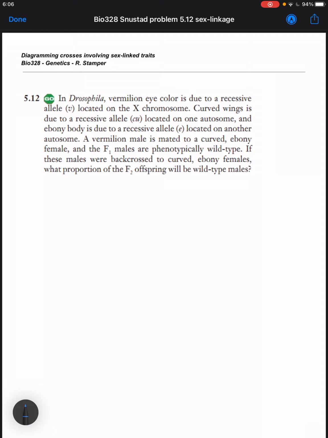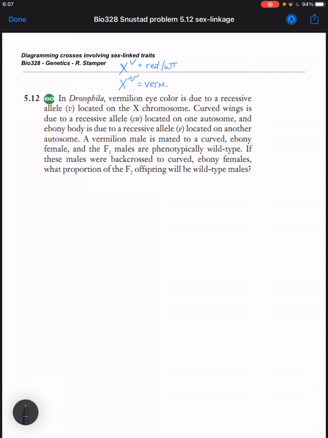This problem happens to use some of my least favorite letters. I don't personally like using letters that are easy to mistake between uppercase and lowercase, but I'm going to stick with what's in the problem because that's what we're given. So first we talk about eye color. They tell us it's due to a recessive allele that gives us this vermilion color, and that symbol is a lowercase script v. So I'm going to say here's my X-linked capital V and X-linked script V, and I'm going to try to be real clear about the script. So that's my mutant or my vermilion eye color, and the capital would be my red or my wild type eye color.